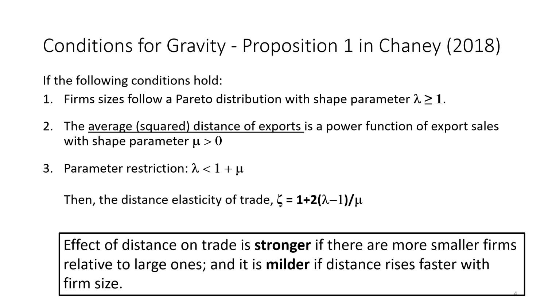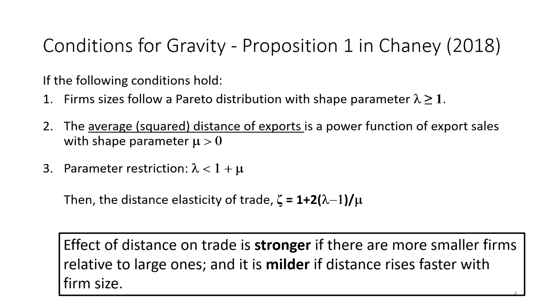So even though this paper, when you read it, there is a lot of math and so on and so forth, the intuition is very simple, okay? It's basically saying that the effect of distance on trade is going to be stronger if there are more smaller firms relative to large ones. Why? Because if we have the notion that larger firms export to longer distances, so if in a country there are a lot of small firms, then probably there's going to be more friction of distance on aggregate trade. And this is given by the parameter lambda.